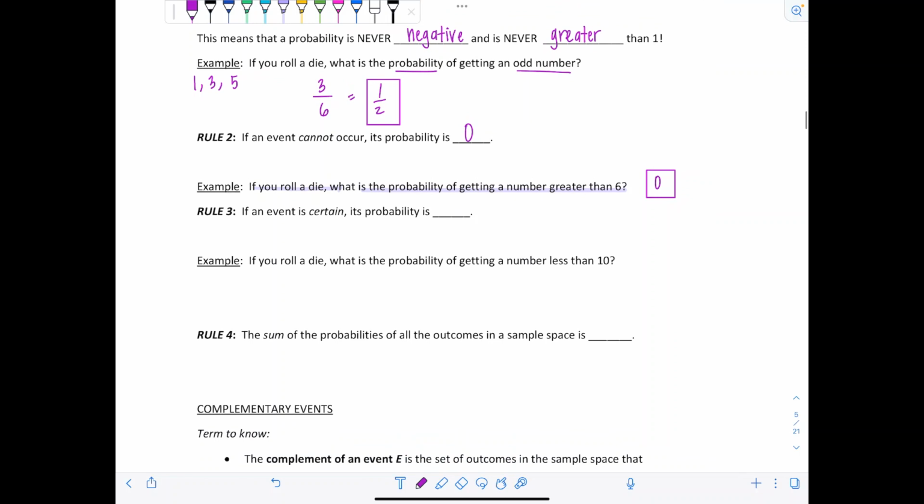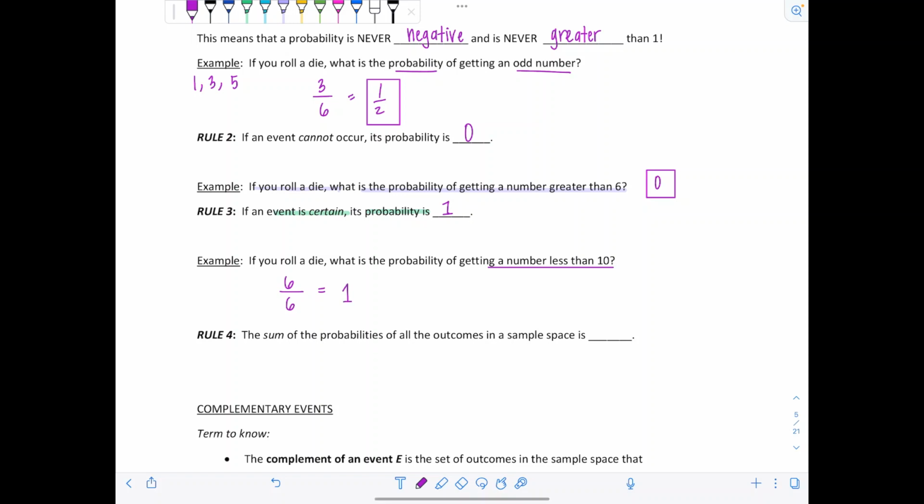Rule number 3. If an event is certain, then its probability is 1. If you know for sure it's going to happen. Let's look at an example. If you roll a die, what is the probability of getting a number less than 10? Well, when you roll a standard die, all of the numbers are less than 10. So all 6 outcomes out of 6 total will be less than 10, which gives me a probability of 1.